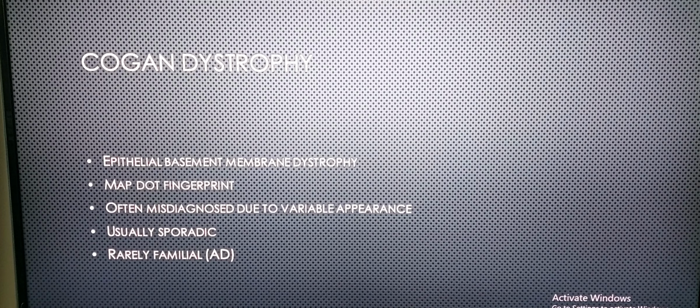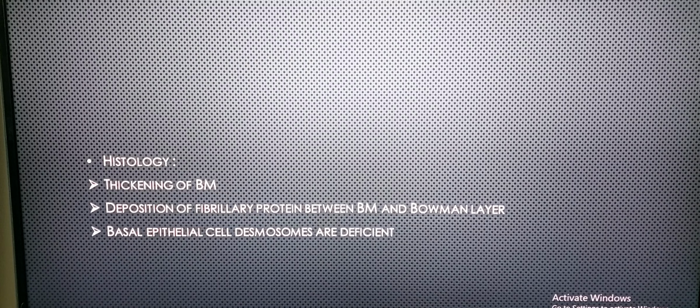Map-dot-fingerprint dystrophy is also known as epithelial basement membrane dystrophy. The appearance is a map, dot, fingerprint, and it is often misdiagnosed due to its variable appearance. It is usually sporadic, but it can be familial, autosomal dominant. Histology shows thickening of the basement membrane, and there is deposition of fibrillary protein between the basement membrane and the Bowman layer. The basal epithelial cell desmosomes are also deficient.